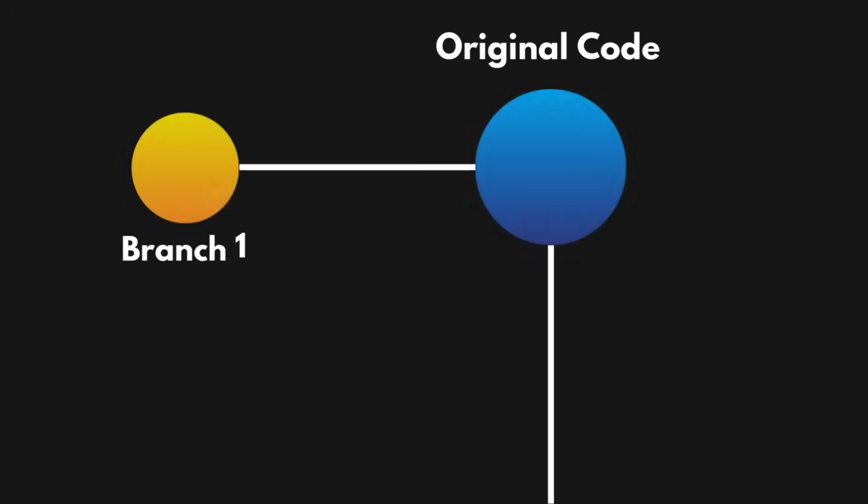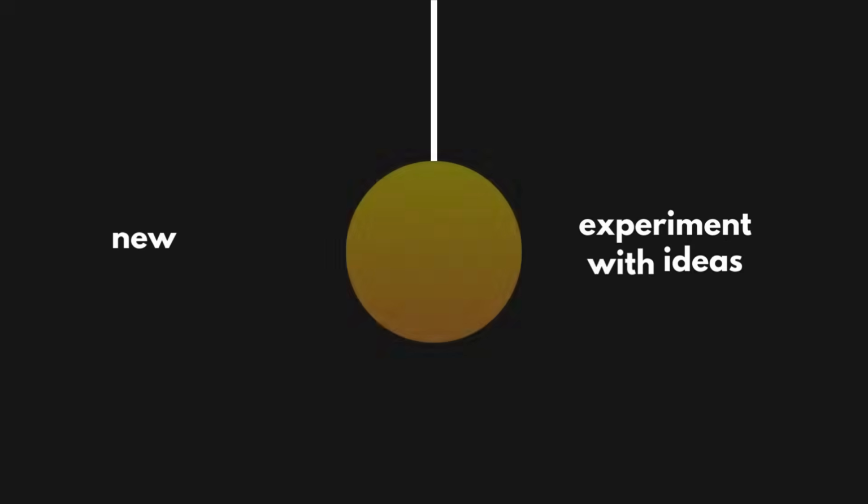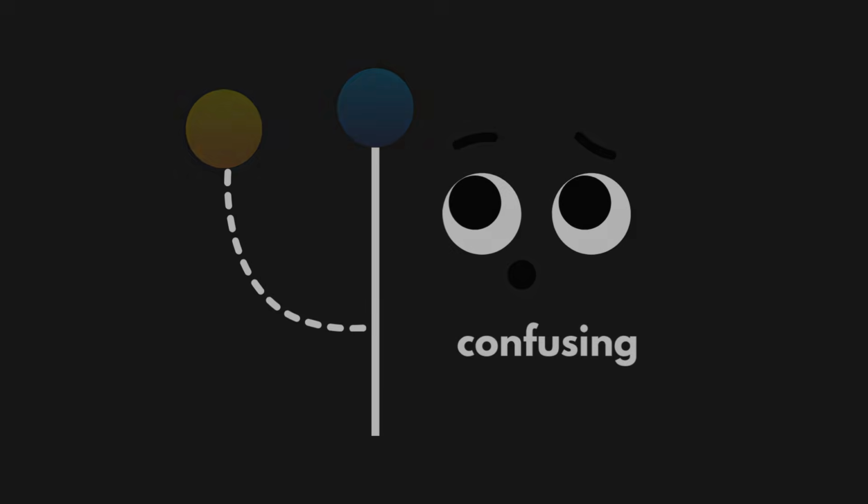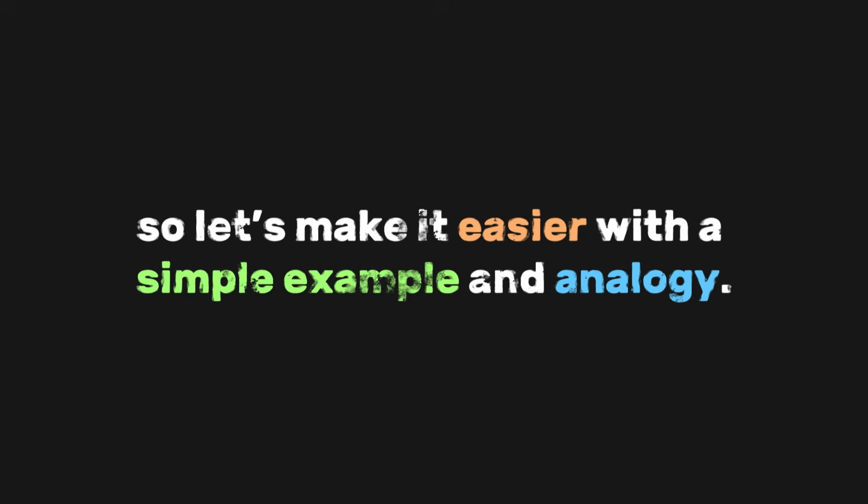Branches are super helpful in Git because they let you work on different versions of your project at the same time. This way you can try out new features, experiment with ideas, or fix bugs without changing your main project files. A lot of people find branches confusing, so let's make it easier with a simple example and analogy.